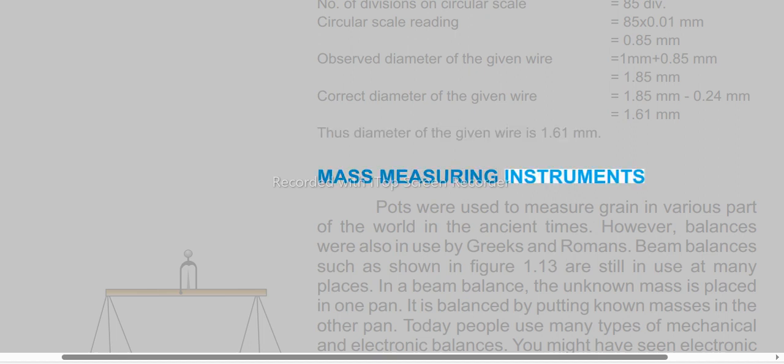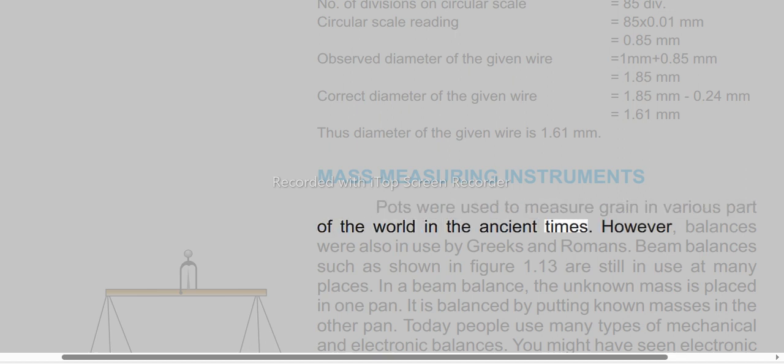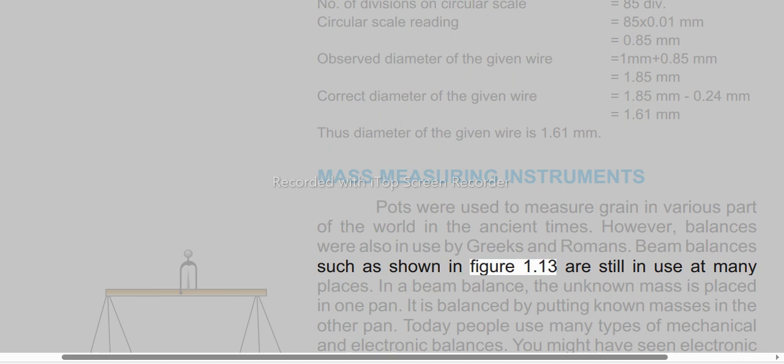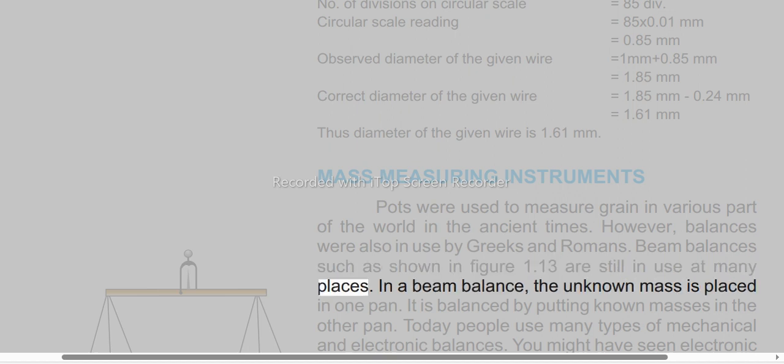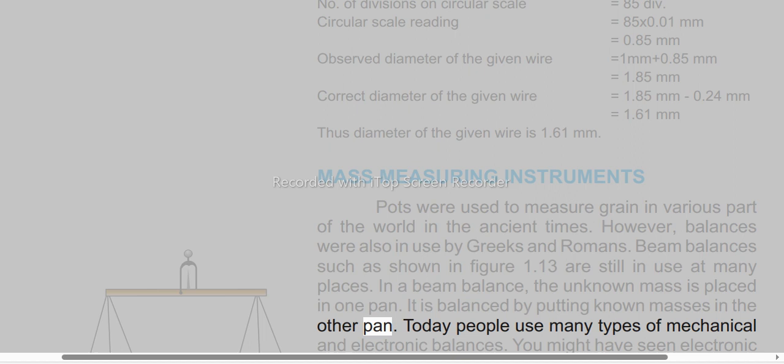Mass measuring instruments. Pots were used to measure grain in various parts of the world in ancient times. However, balances were also in use by Greeks and Romans. Beam balances such as shown in figure 1.13 are still in use at many places. In a beam balance, the unknown mass is placed in one pan. It is balanced by putting known masses in the other pan.